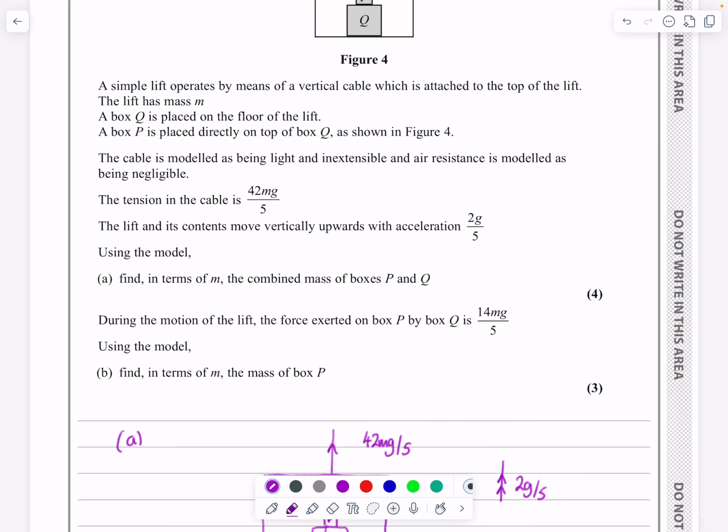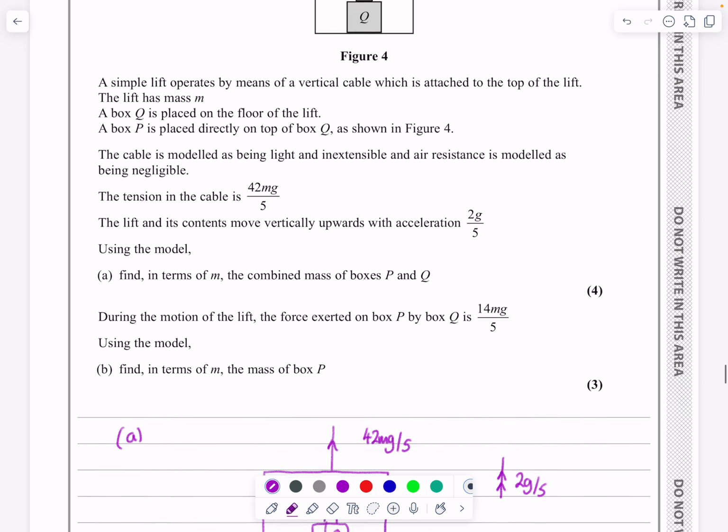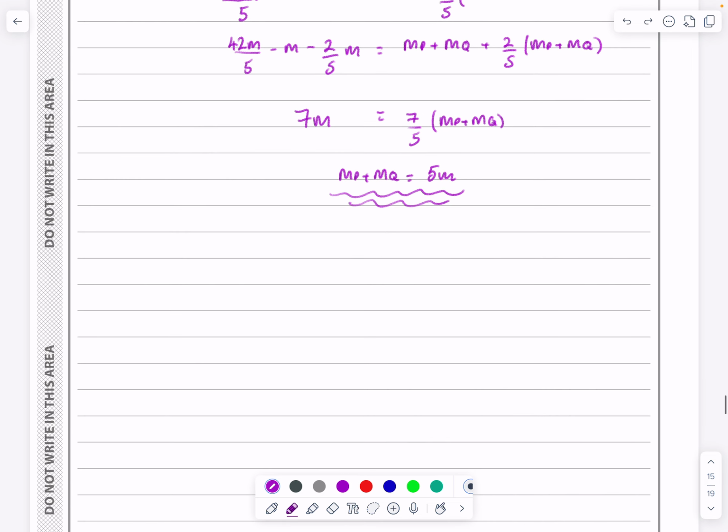Then it says, during the motion of the lift, the force exerted on box P by box Q is 14mg/5, and then says, right, once we've got that, can we work out the mass of box P, just box P in terms of m. So what we're going to do is just consider what's happening to P here. We're going to draw out a separate diagram now, and we're going to say for part B, consider P only.